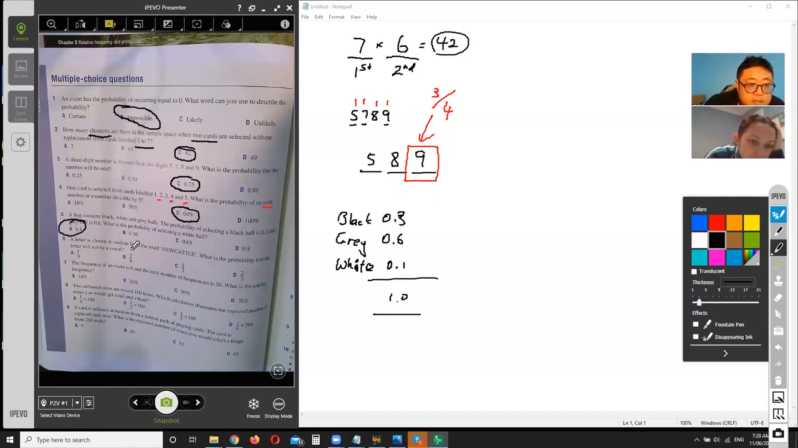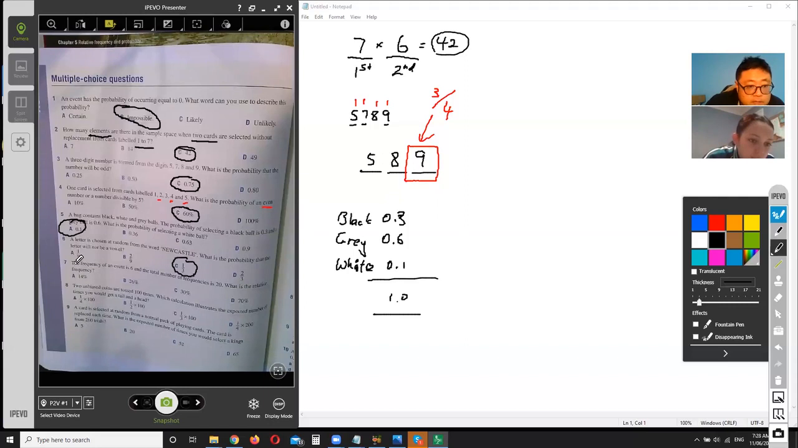Question 6: a letter is chosen at random from the word Newcastle. What is the probability that the letter will be a vowel? Vowels are A, E, I, O, U. Newcastle has 9 letters, and 3 of them are vowels. So 3 out of 9. Which answer is that? C. Good.